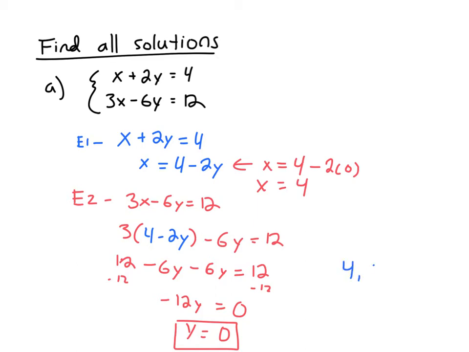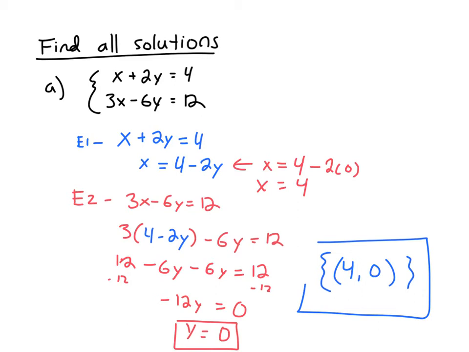So now what's my solution? 4, comma, 0. Your solution should always be a point, because you have x and y. So there you go, this is your solution. These are just the parts of your solution.